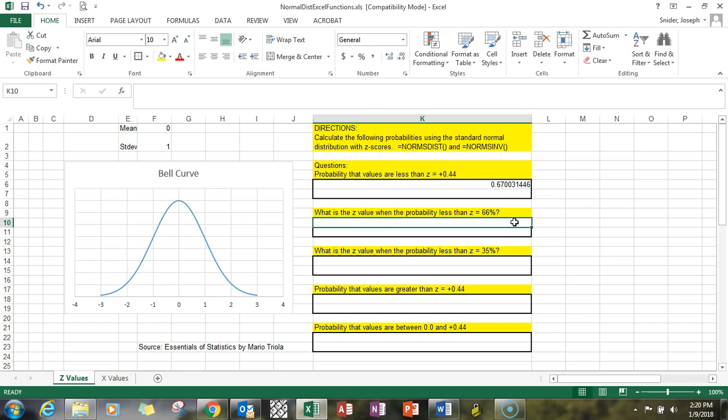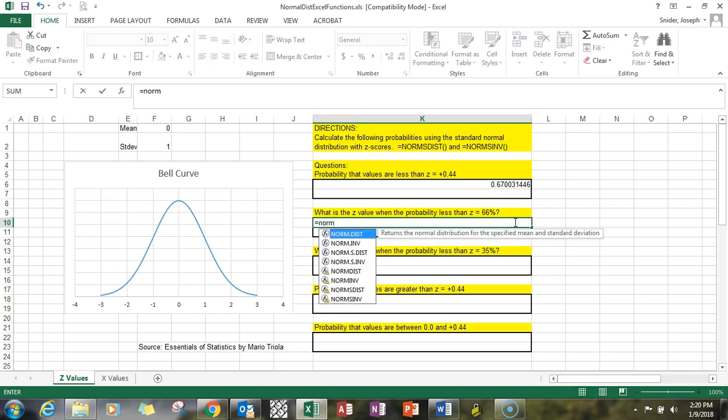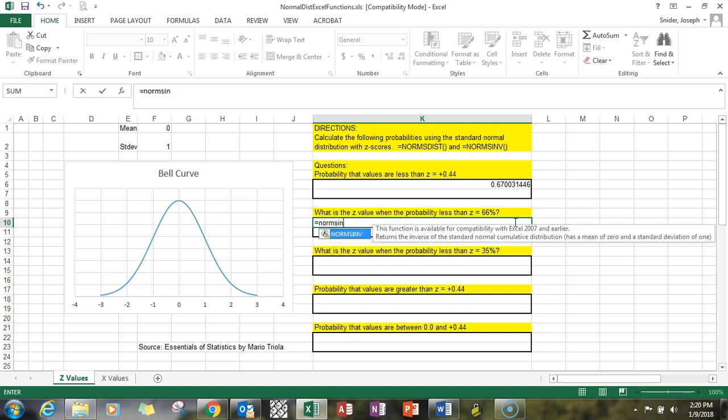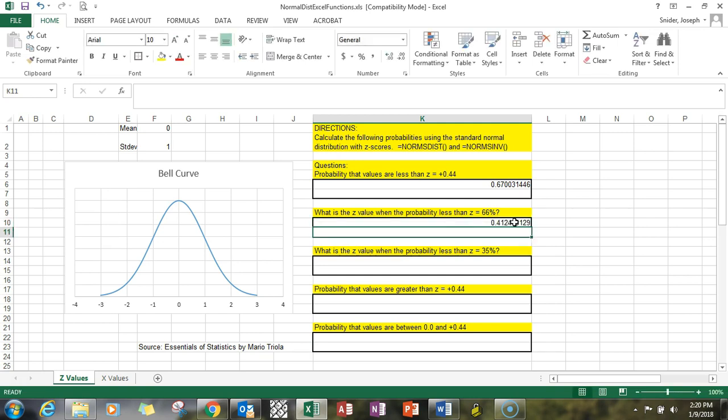This one says, what's a Z value? Now we're going to use the NormSINV function. So the probability is 0.66. And we're done with that one. You can see that it's much faster than doing it manually. You just have to know when to apply each formula and what to stick into the inputs for the formula.